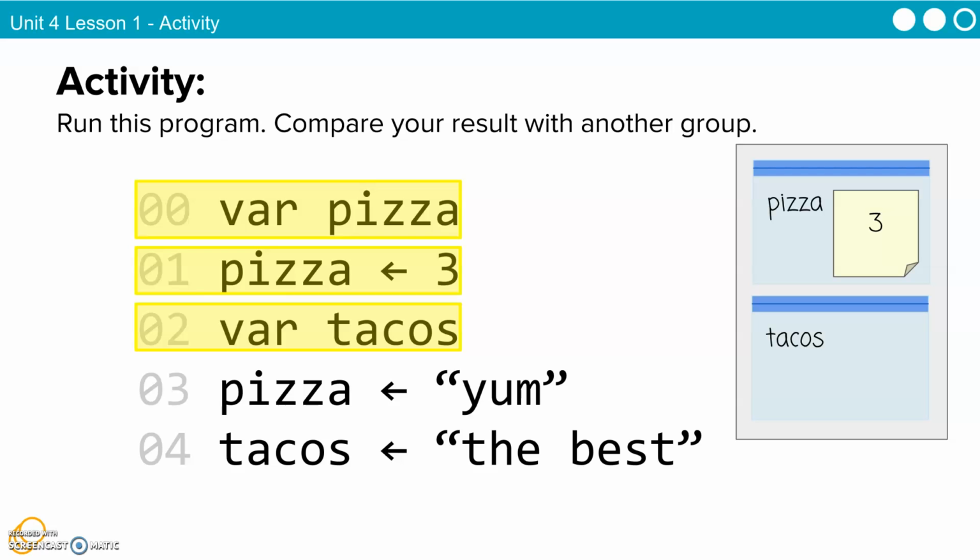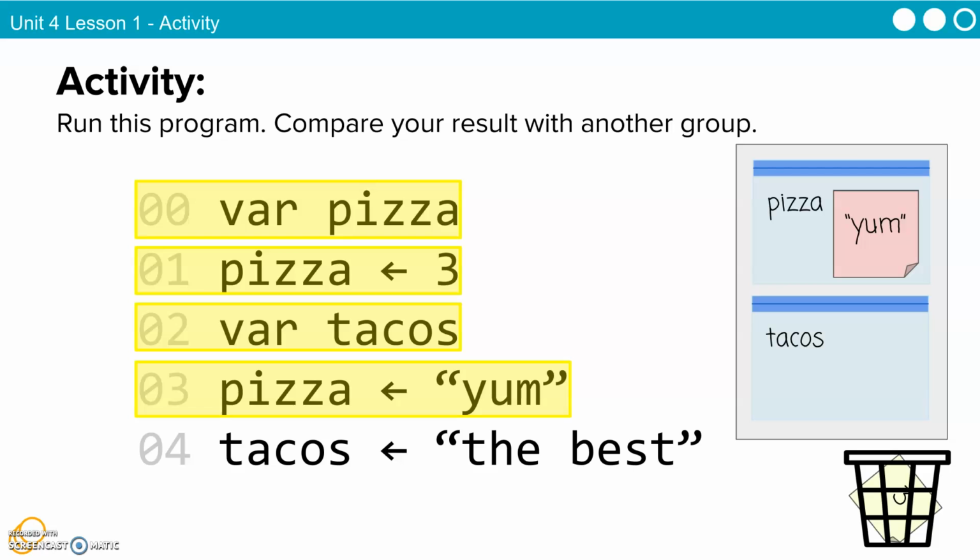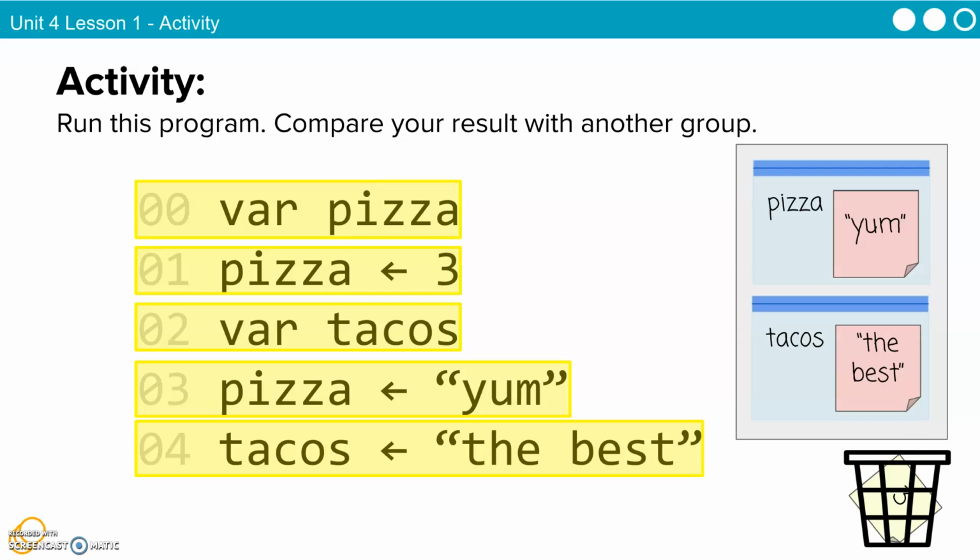But then I decided to come down and say, well, I want to change the value of pizza to yum. When I do that, I have to throw out the 3 that was already in there and replace it with a sticky note. In this case, in the language that I'm using in code.org, I can go ahead and just switch it from a number to a string like yum, and I just change the color of my sticky note. And then lastly on line 4, I assign the best to tacos. So I just create a sticky note with the best in quotes and throw that in my bag called tacos. There we go.